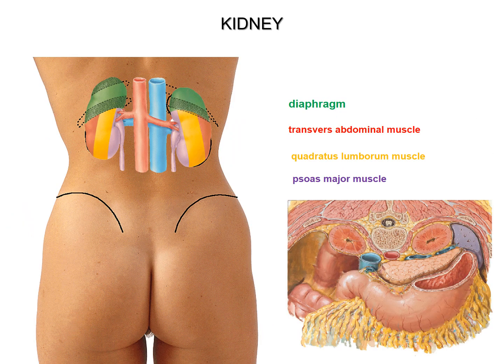The right and left kidneys on the posterior side have relationships with: green color represents the relationship with the diaphragm, red color with the transverse abdominal muscle, yellow color with the quadratus lumborum muscle, and purple with the psoas major muscle.